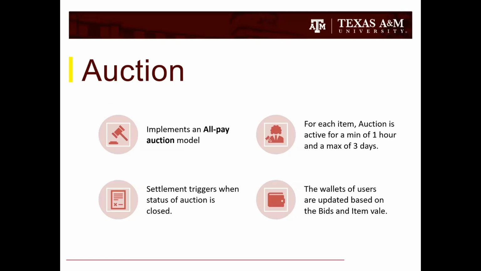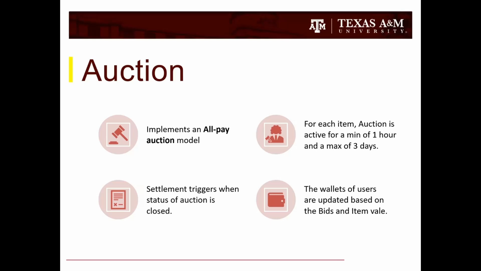The settlement logic in the all-pay auction model states that every bidder pays their share regardless of whether they win. The highest bidder wins the auction, but everyone pays their share. The time frame for any given auction will be a minimum of 1 hour and a maximum of 3 days. An item is only available until its listed close date, after which the settlement will be triggered and the wallets of all the participants will be adjusted accordingly.